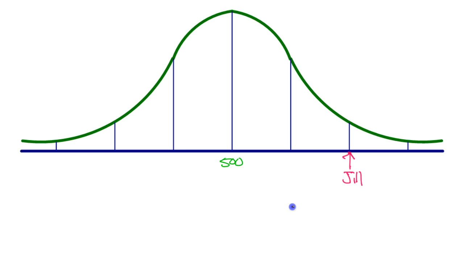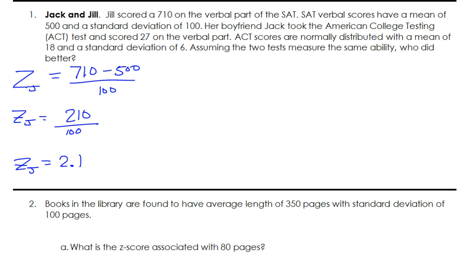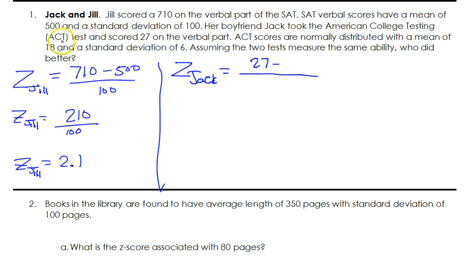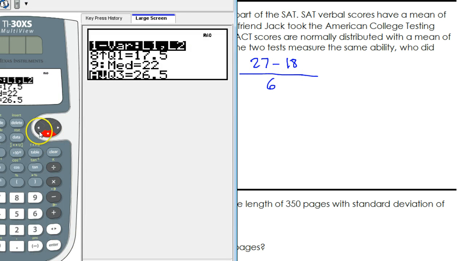Now let's compare that with Jack. I guess the j doesn't really help because they're both j's. I didn't think that through. So here comes Jack. Jack's z-score: he got a 27, but the mean was 18 and the standard deviation was 6. So Jack's z-score is 27 minus 18 divided by 6.